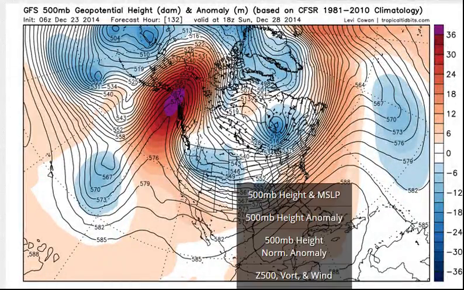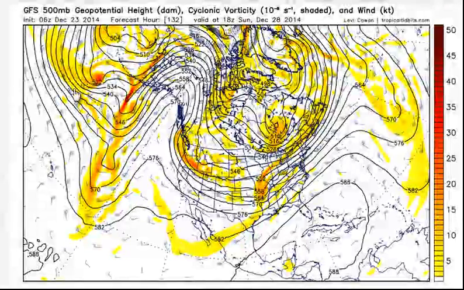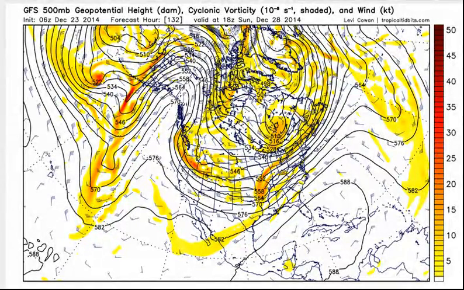Let's take a different view here and look at something in the upper atmosphere. This is energy. You can still see the jet stream diving down in the central part of the United States. I want you to notice this feature right here. This is a little bit of a vortex, almost a 50-50 low, but it's not over 50 north, 50 west.